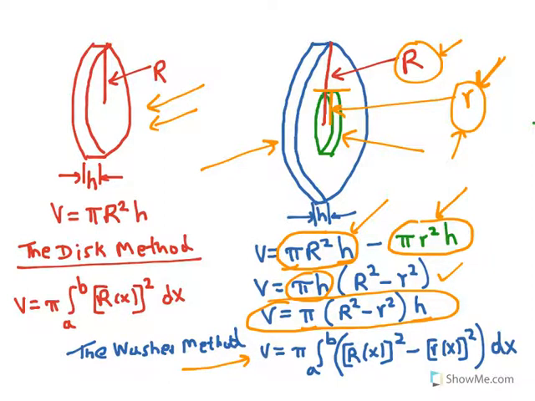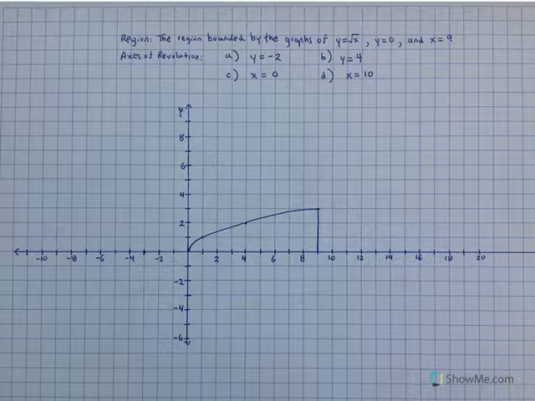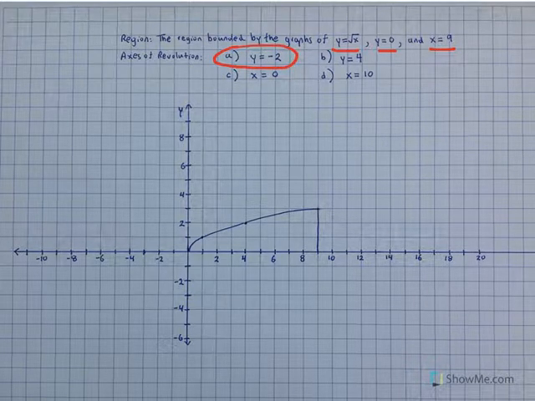Volume is equal to pi times the definite integral from a to b of uppercase R of x squared minus lowercase r of x squared, integration with respect to x. Today we want to look at 4 examples. We're going to take the region bounded by the graphs of y equals square root of x, y equals 0, and x equals 9. And in part A, we're going to take that region and revolve it about the horizontal line y equals -2.